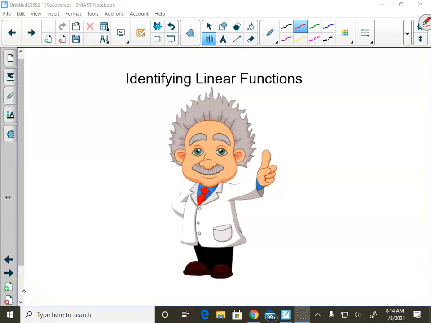All right, as you can see today, we're just going to be identifying linear functions. Meaning we're going to take a look at a function and we're going to see if it's a linear function. So let's get right to it.